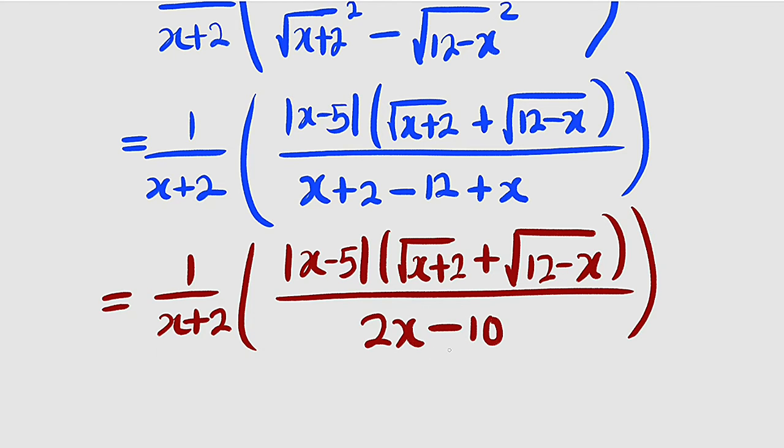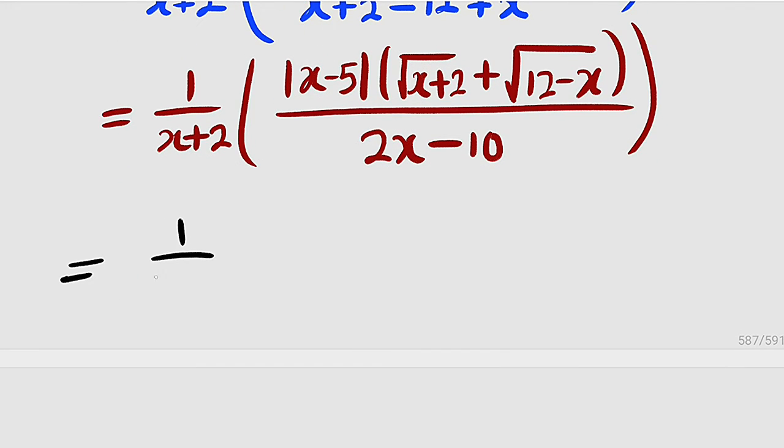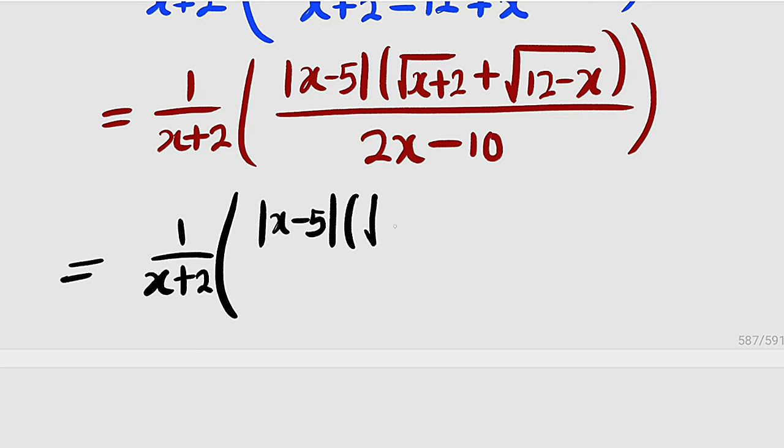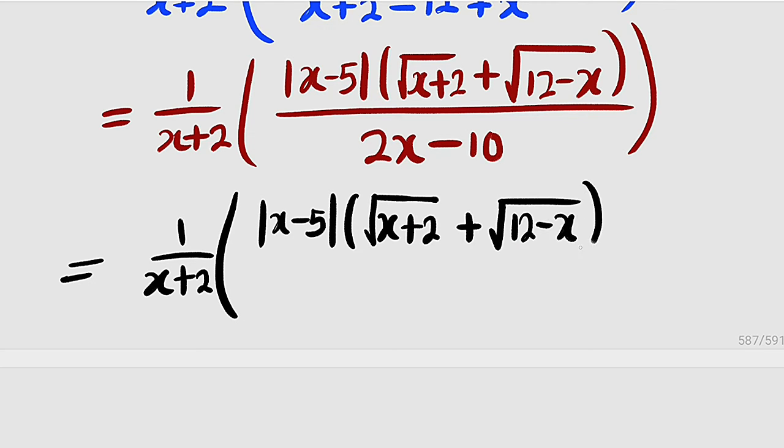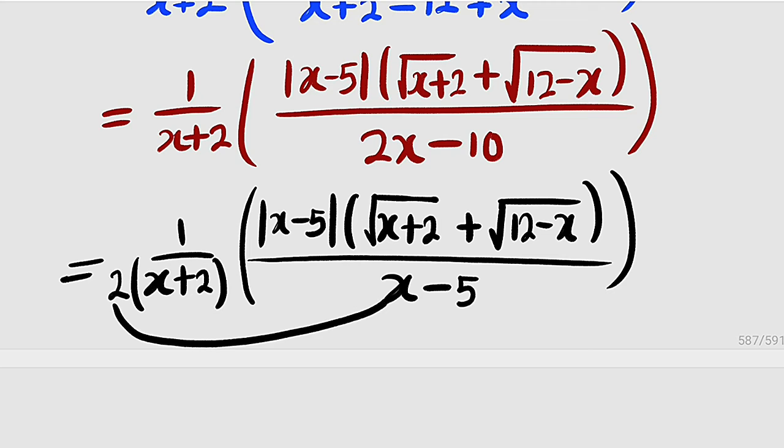And if you observe, both 2x and 10 have a common factor of 2. So we can factor out 2 from the 2 terms. So this is equal to 1 divided by x plus 2 multiplied by the top, divided by 2 times x minus 5, because I'm going to factor out the 2. I want to bring it out here. If you take this 2, you distribute inside, you're still going to get 2x minus 10. All right, from here we can apply our limit.